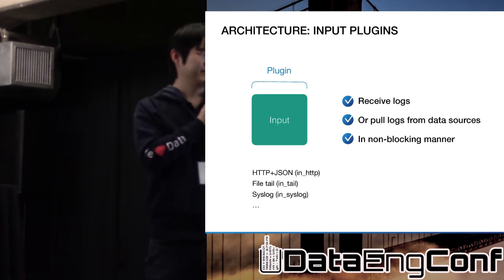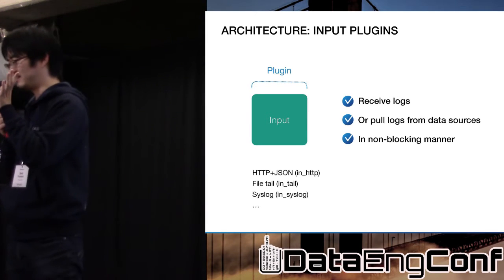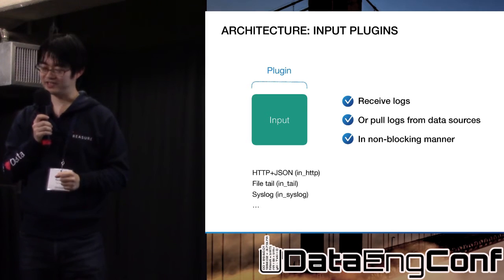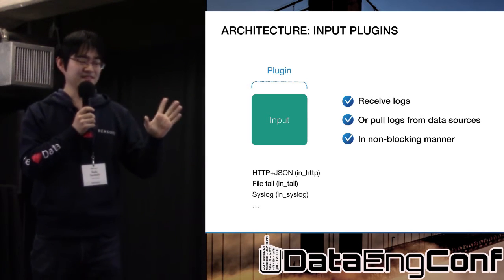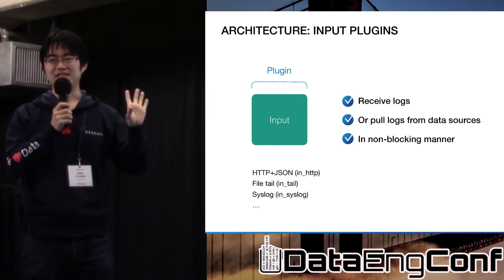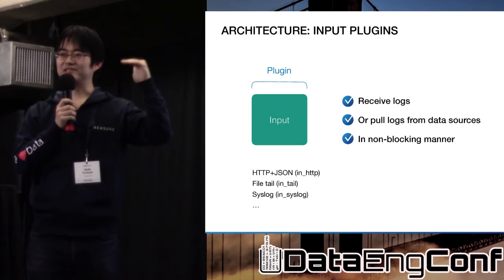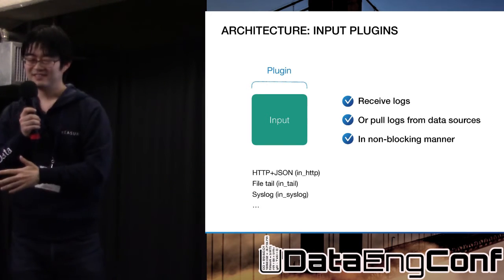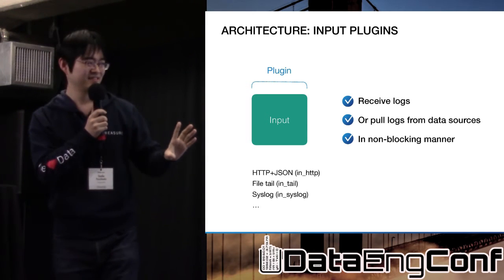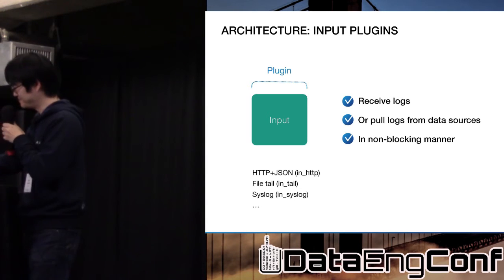So Fluentd first receives the data anyway, even if the network is unstable or the storage is overloaded. It doesn't block. It means that even if the logging system is unstable, it doesn't affect the applications. Of course, applications should be the first priority. Logging is next. Even if logging is down, the application should keep running correctly. So input is non-blocking. It's an important point for data logging.